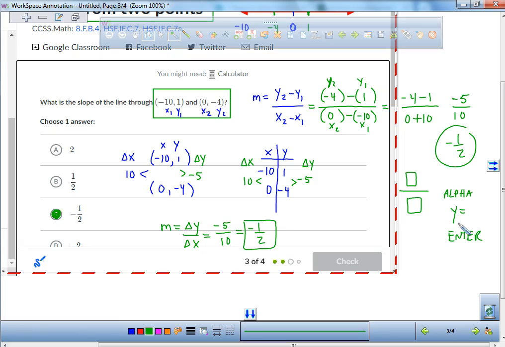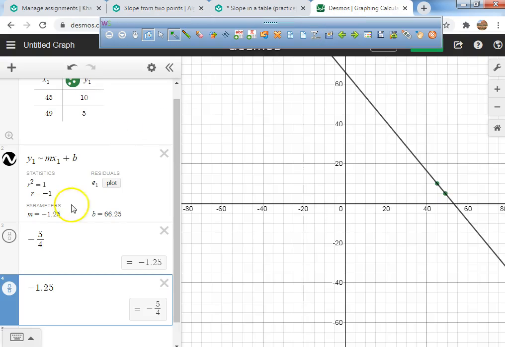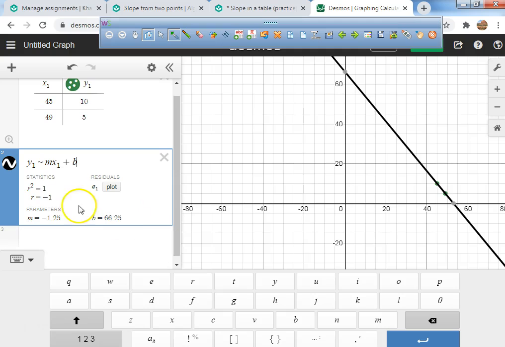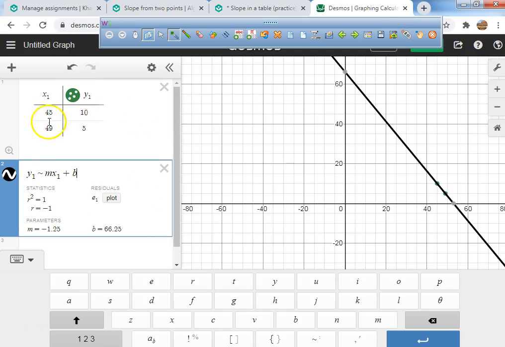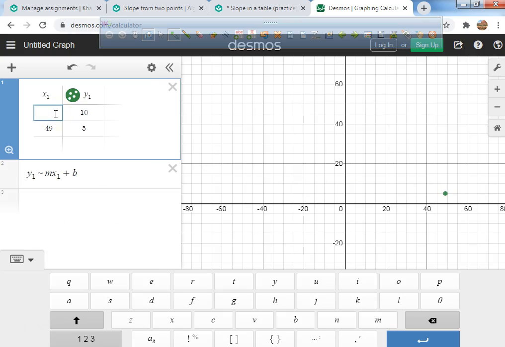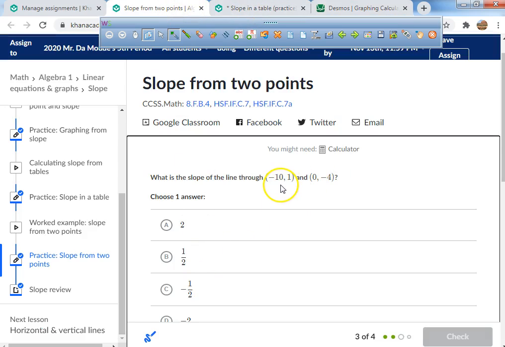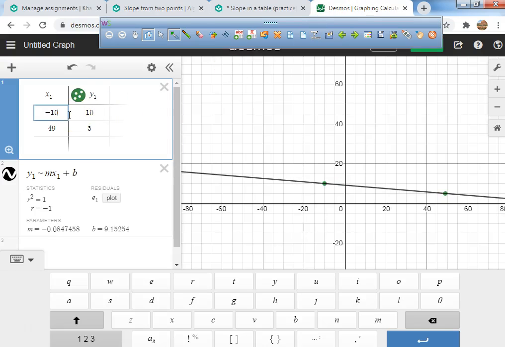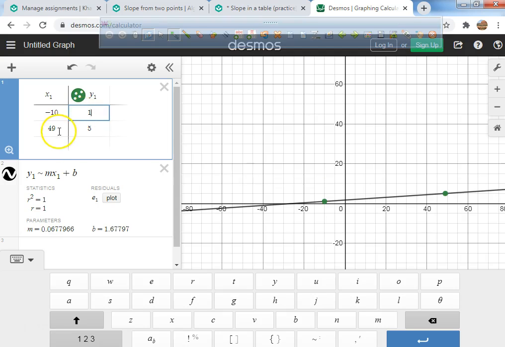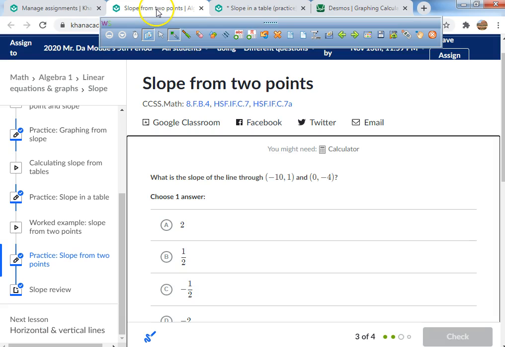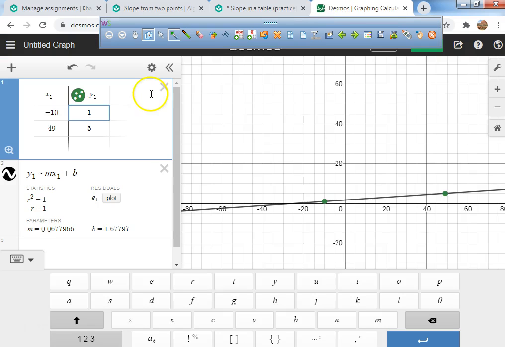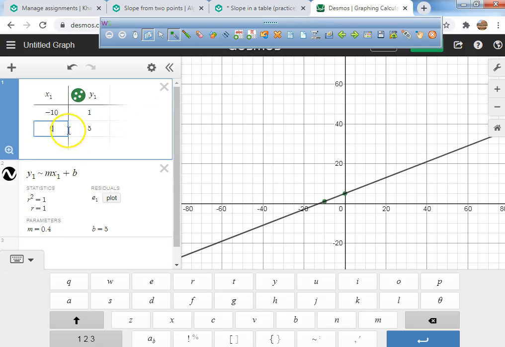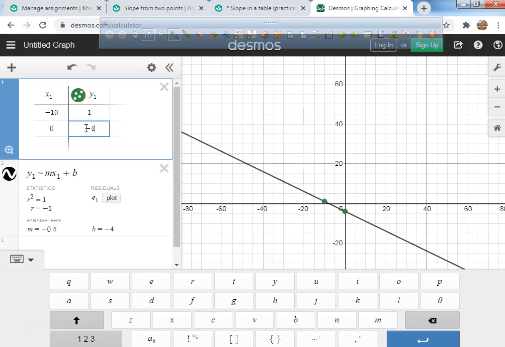Okay? Now, this is the by hand method. But what tool are you allowed to use? Desmos. So you're allowed to use Desmos. If we went to Desmos, I'm not going to get rid of this. The only thing I'm going to do is get rid of these numbers, and what am I going to use instead? -10 and a 1, right? So I just type in a -10. Go ahead and do it with me. If you're not, you can pause the video and do it with me. And then we have a 0 and a -4. So we're going to go over here and put a 0 and a -4.